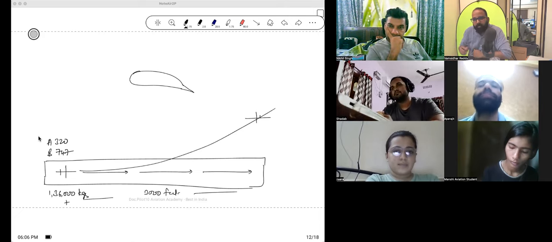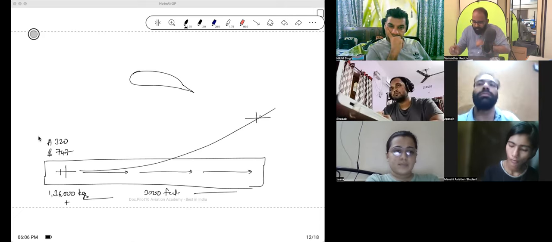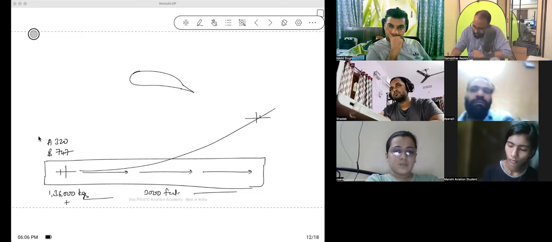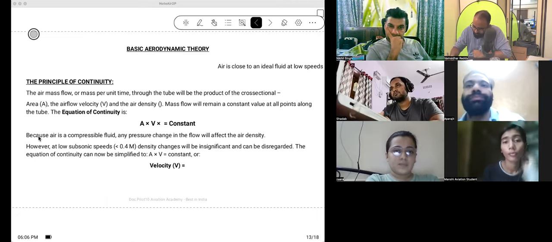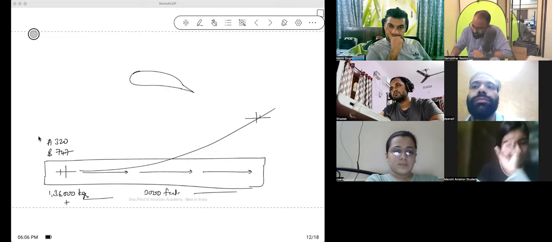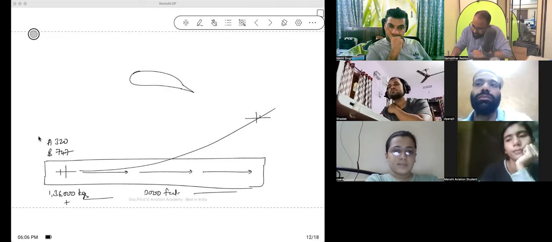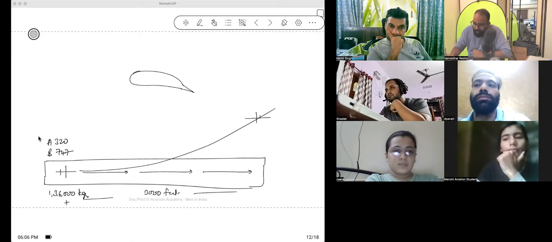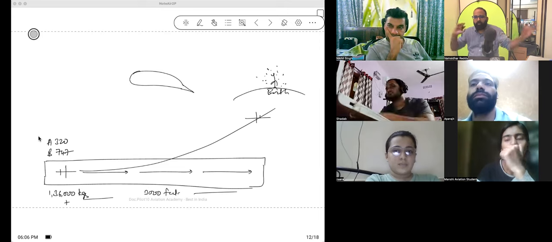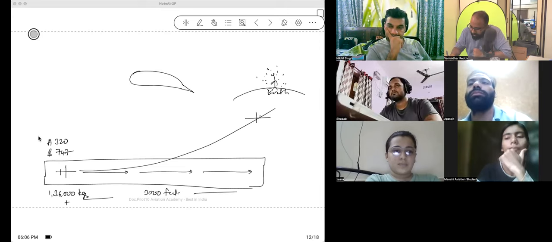Correct? Now, the static pressure. I have told you that. Let's assume this is Earth, and I am standing here, correct? The air molecules around me are in random motion. They are moving randomly, correct? And they are hitting my body with great force. Why are they exerting so much force?